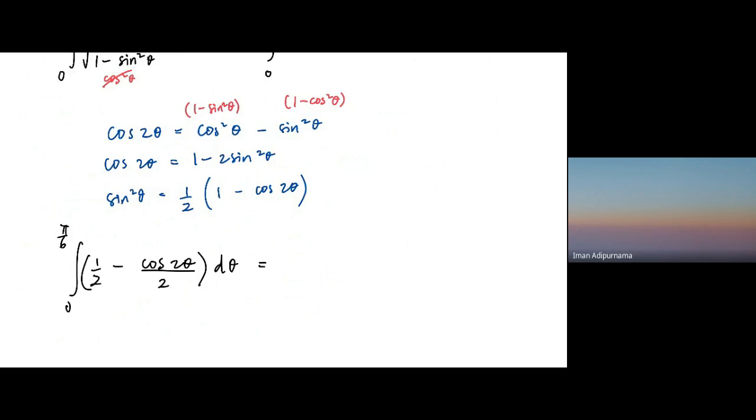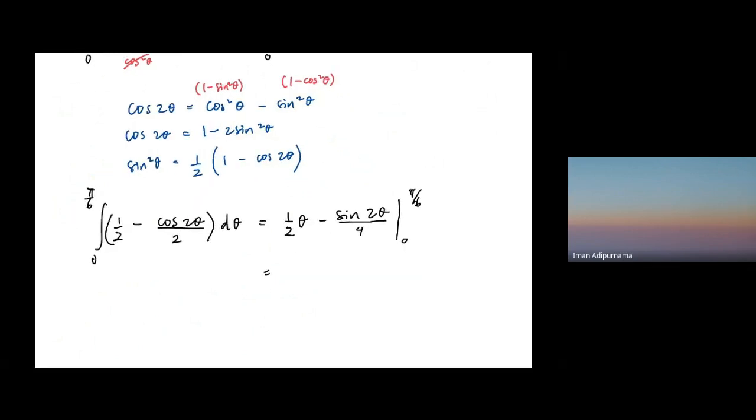This will result in half theta minus sine 2 theta over 4 from 0 to pi over 6, right? So this will result in pi over 12 minus, with 2 theta being pi over 3, sine pi over 3 over 4. Sine pi over 3 is root 3 over 2, which is b.